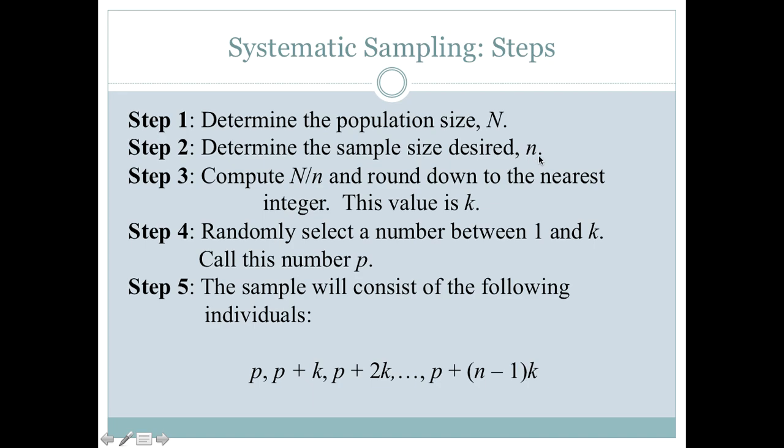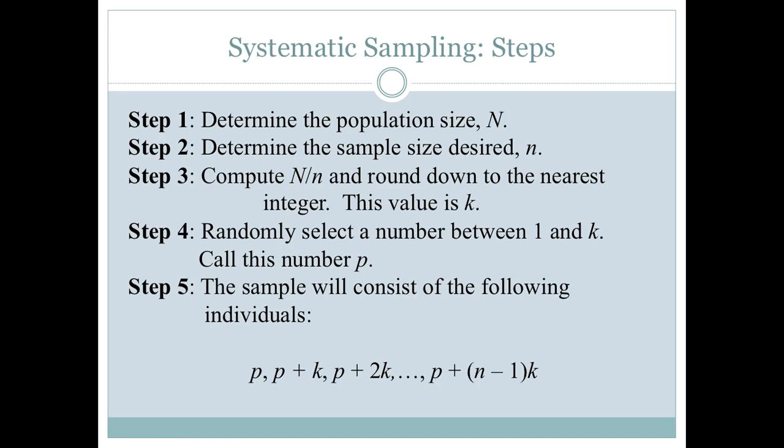And then what we do is we divide, okay? So we take our population size and we divide it by our sample size and we round it down to the nearest integer. That's going to be k, okay? Now you're going to randomly select some number between 1 and k, and you're going to call this number p, okay? That's basically the value you're going to start with.